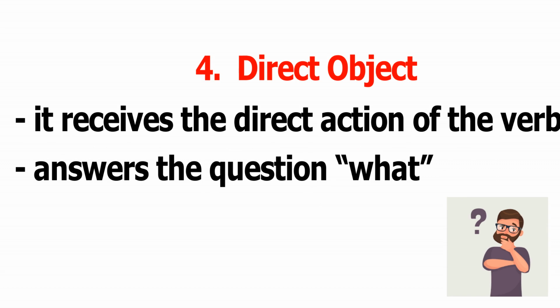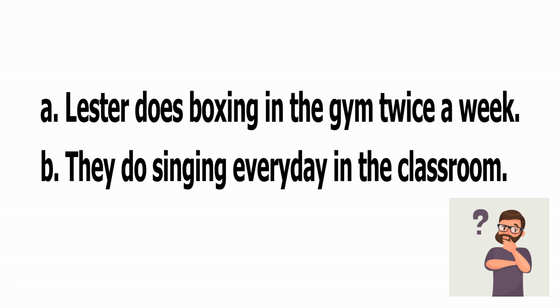Let's continue. The fourth function of gerund is direct object. It receives the direct action of the verb and it answers the question what. Let's have our example number 1 or letter A. Lester does boxing in the gym twice a week. Letter B. They do singing every day in the classroom.